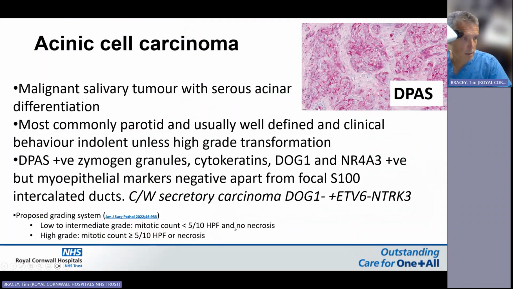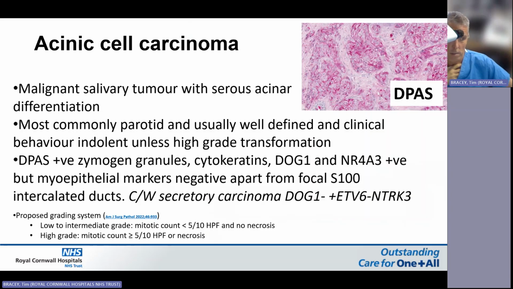So acinic cell carcinoma, there's a nice picture of the DPAS with the zymogen granules up on the top right. It's a malignant salivary gland tumor with serous acinar differentiation. It's most commonly the parotid. It's usually well defined, and the clinical behavior tends to be indolent unless there's high-grade transformation. It's obviously stage dependent and whether there's any nodes involved.